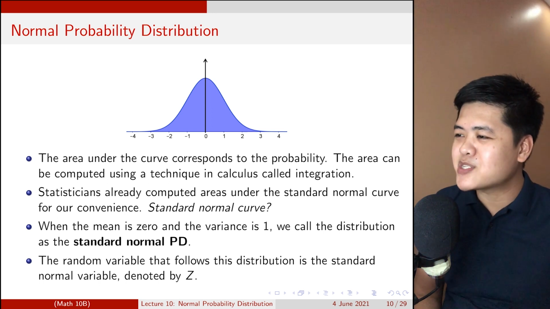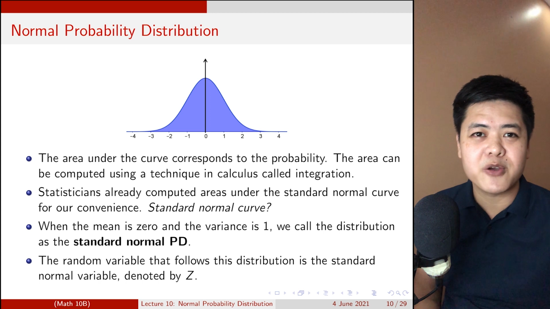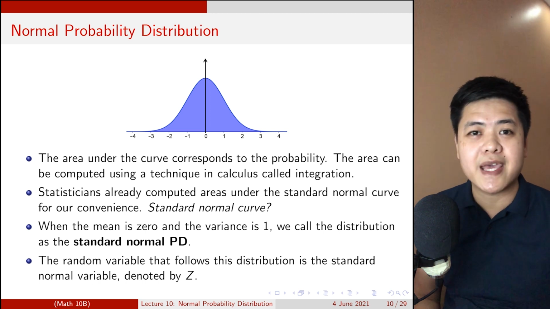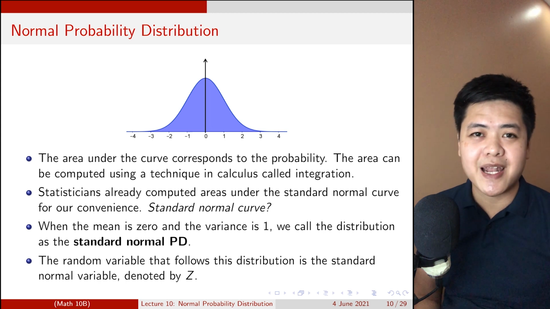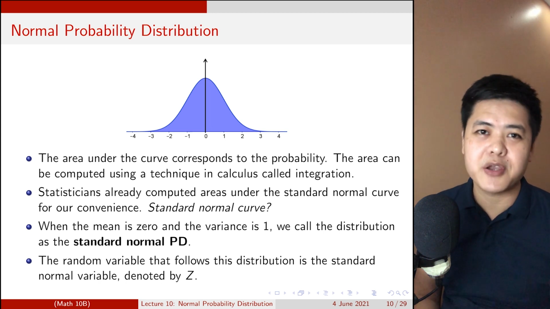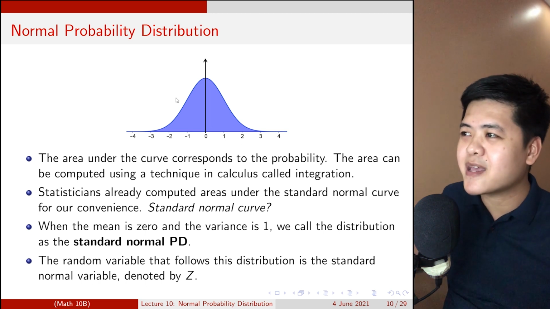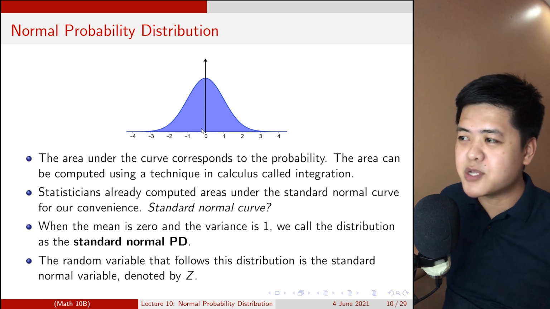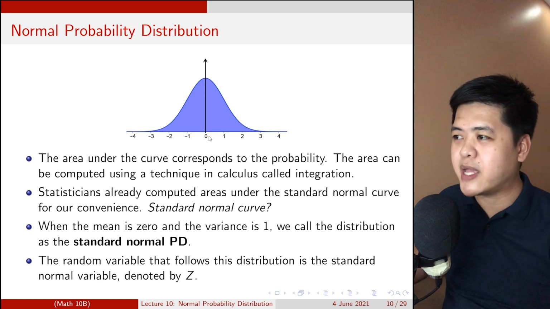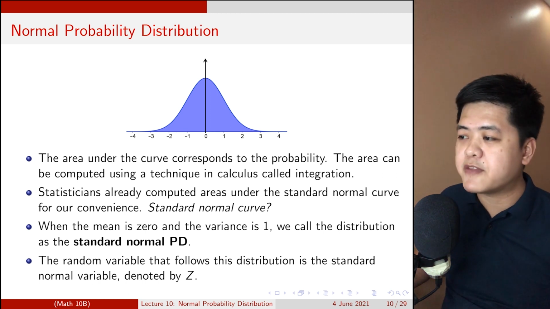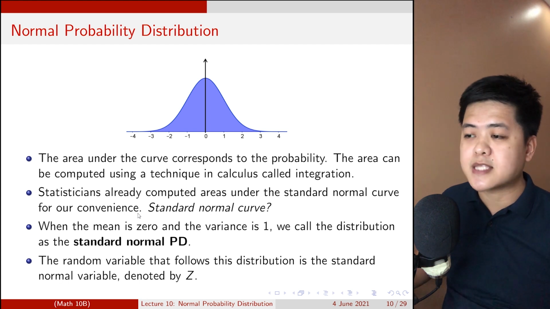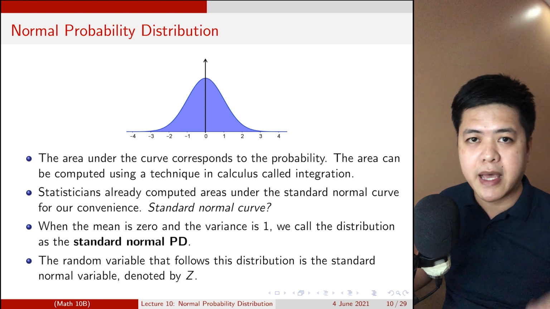Okay, so I was able to mention standard normal curve. So what's a standard normal curve? Well, a standard normal curve is a normal probability distribution with a mean of 0 and a variance of 1, or standard deviation of 1. Which look like this one. So the mean is 0, so in the middle, the mean is 0, and standard deviation is 1. Okay. The random variable that follows this distribution is the standard normal variable denoted by z.